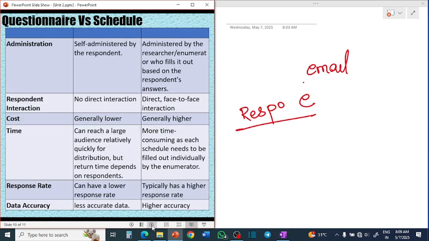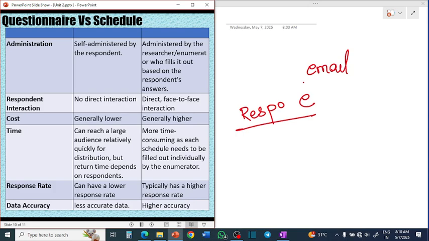Next, we will go on to questionnaire versus schedule. So the main thing that we have to understand in questionnaire and schedule is the main basic difference between them.